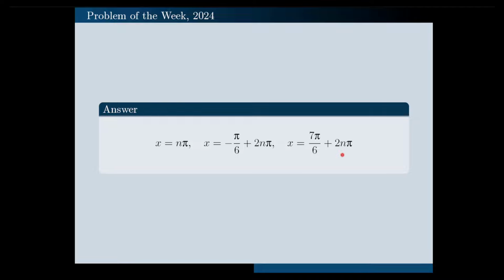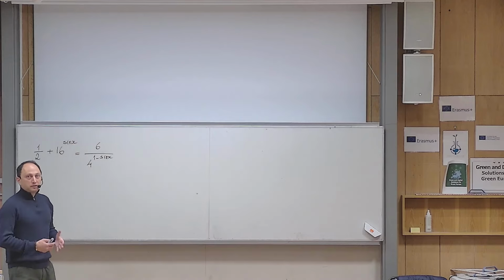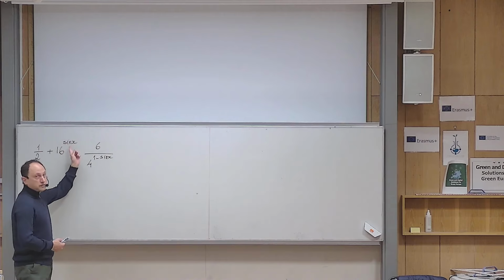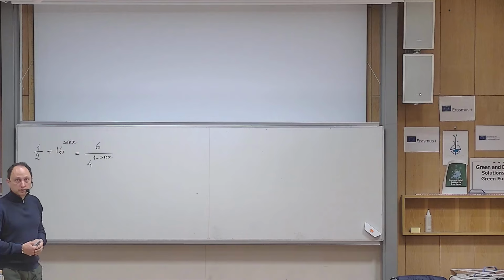Okay, now let us try to solve the problem on the board. In order to solve this problem, you see that it's a trigonometric power equation. It's trigonometric because the unknown is an angle of a trigonometric function. It's a power function because your unknown appears as the exponent, yes?